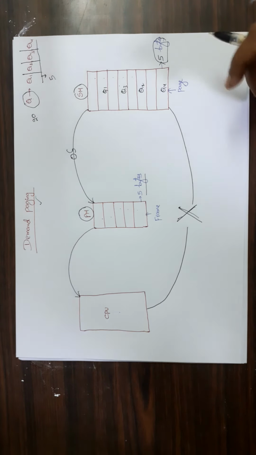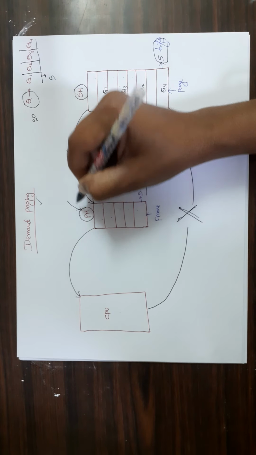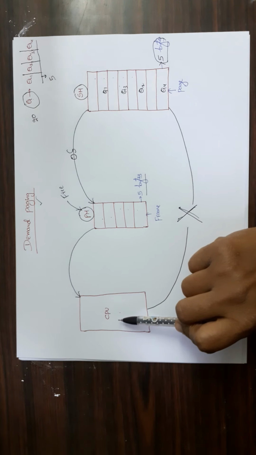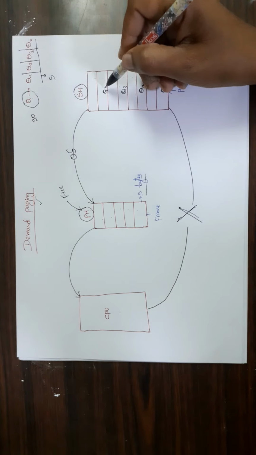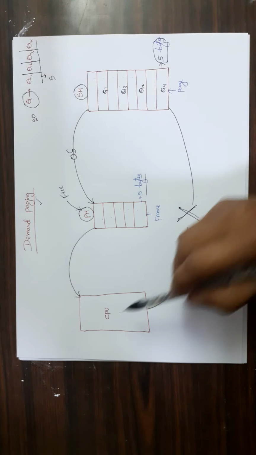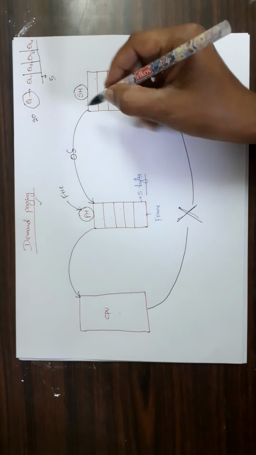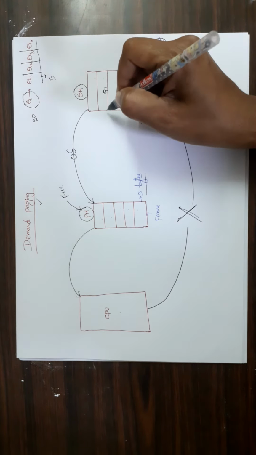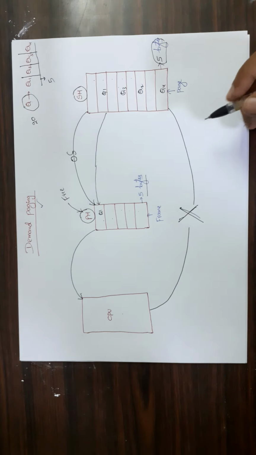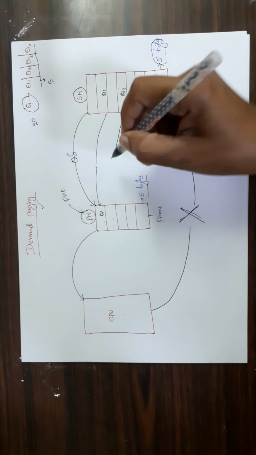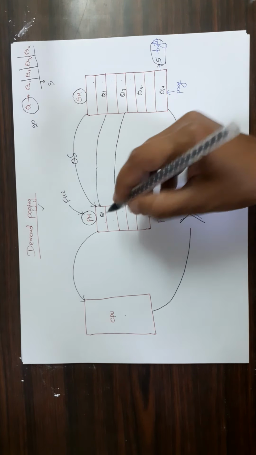Now in demand paging, initially the entire primary memory is free. Whenever the CPU wants to execute a particular page, at that time it makes a request for the page. For example, if the CPU makes a request for page Q1, then page Q1 data will be brought from secondary memory to the primary memory. Let us assume that after some time the CPU has requested page Q3. Then Q3 data will be brought from secondary memory to the primary memory.